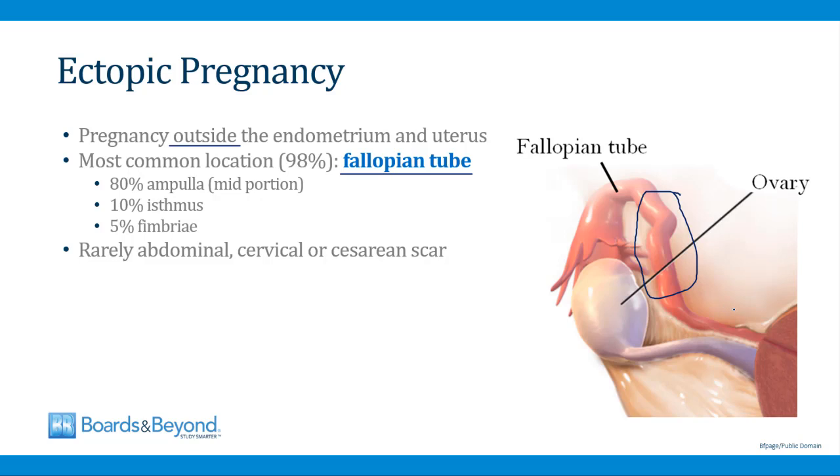A smaller number occur in the isthmus, which is the beginning of the fallopian tubes, and an even smaller number occur in the fimbriae, which is the end of the fallopian tubes here. And then beyond the fallopian tubes, there are rare cases where ectopic pregnancies occur in places like the abdomen, in the cervix, or even in the scar from a prior cesarean section.